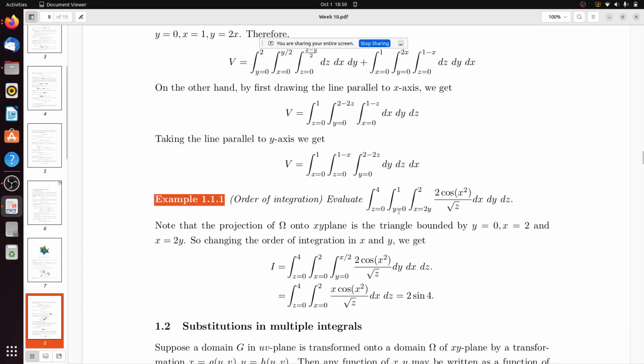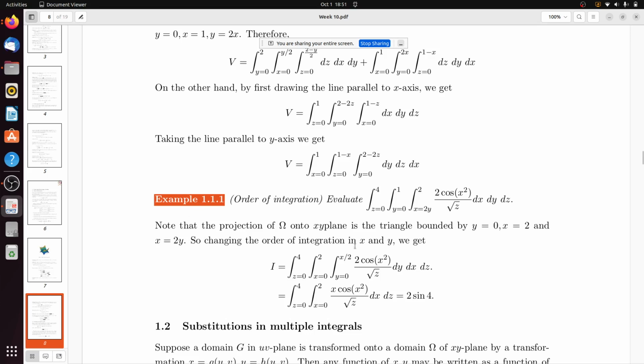Evaluate the integral for z from 0 to 4, y from 0 to 4, x from 2y to 2, where the integrand is 2 cos x square divided by the square root of z, dx dy dz. Now note the projection of omega onto the xy plane is the triangle bounded by y equals 0, x equals 2 and x equals 2y, that is, y varies from 0 to 1, and x varies from 2y to 2.